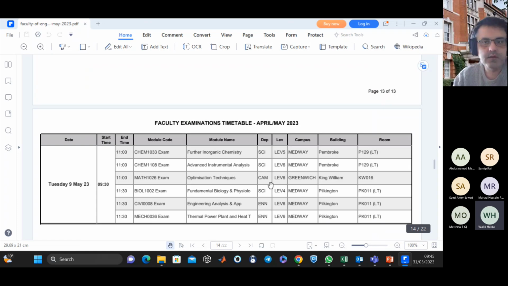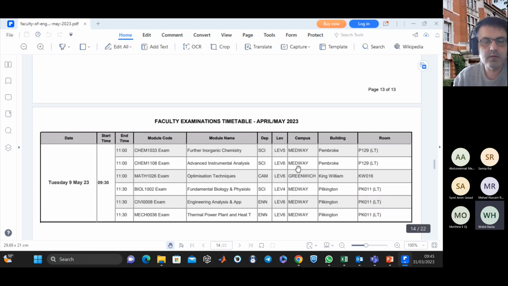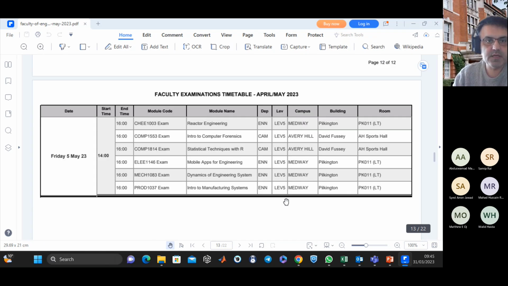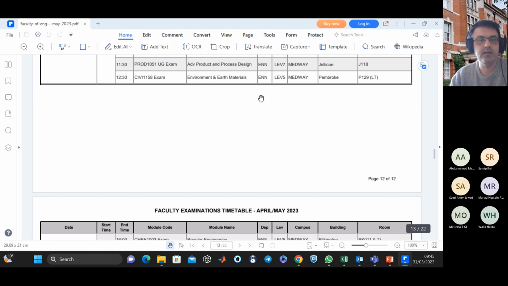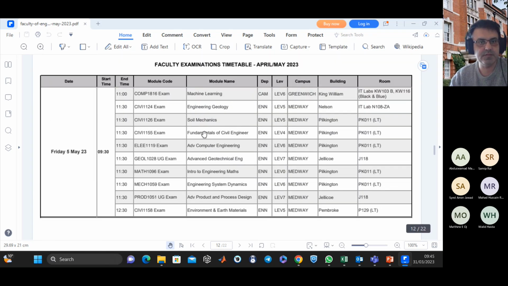What about the week before? When is the exam for the other subjects? You can download this from the website. It's for all the subjects, not only for civil engineering. If you want something specific, you can tell me and I can find it for you. But it's a big file, 22 pages with all the exams on the campus. So it's not only for civil engineering, it's for everyone.